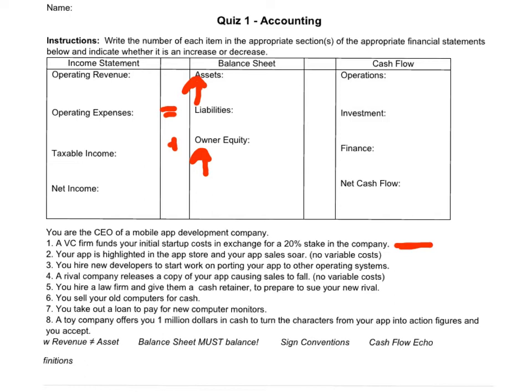Now, things on the balance sheet have a tendency to echo over into the cash flow statement, and usually what happens if you've got a change in owner equity, like we've got right here, that ends up being a change in finance, and because you've had an inflow of cash, you can see that in the assets, you know that you've had an increase in cash from finance, right there. So let's go ahead and move over to the second question.